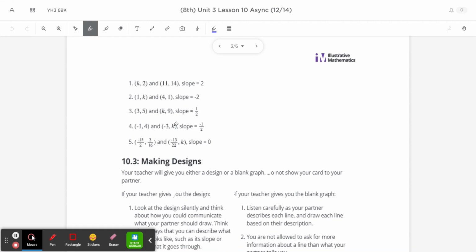On slide 3, you'll see the end of 10.2, which is Are you ready for more? And this is a good opportunity for us to practice the formula that I just explained. For example, I know that I can subtract the y coordinates, 14 minus 2, over the x coordinates, 11 minus k. We don't know what that x coordinate k is, and the slope is going to have to be 2. And so if I'm trying to figure out what k is, I can say to myself, okay, 14 minus 2 is 12.